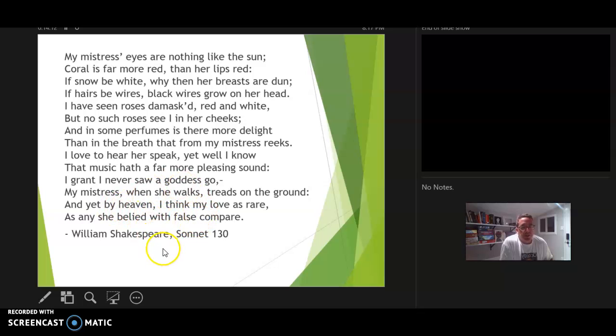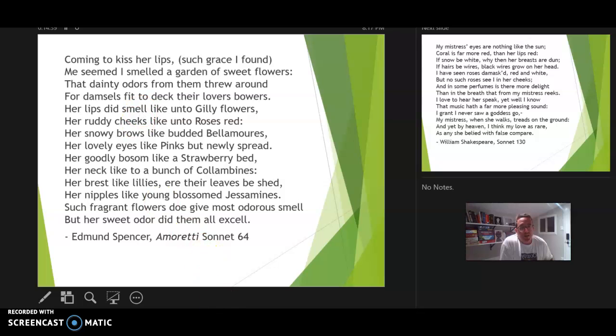So he's turning this convention on its head to talk about his true love for this woman he's writing about in this poem. He's saying, sure, she's fine, but her eyes are nothing like the sun. She doesn't smell as good as flowers. Her voice isn't as beautiful as music, right? But I love her more than these false comparisons, he's saying, of the blazon.